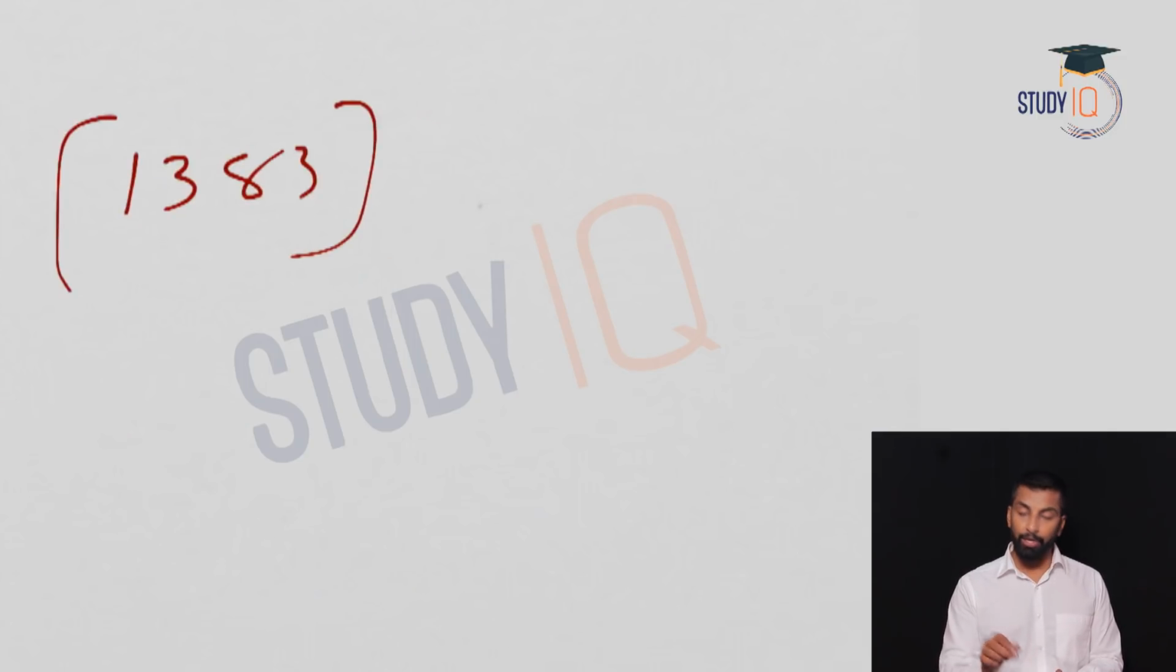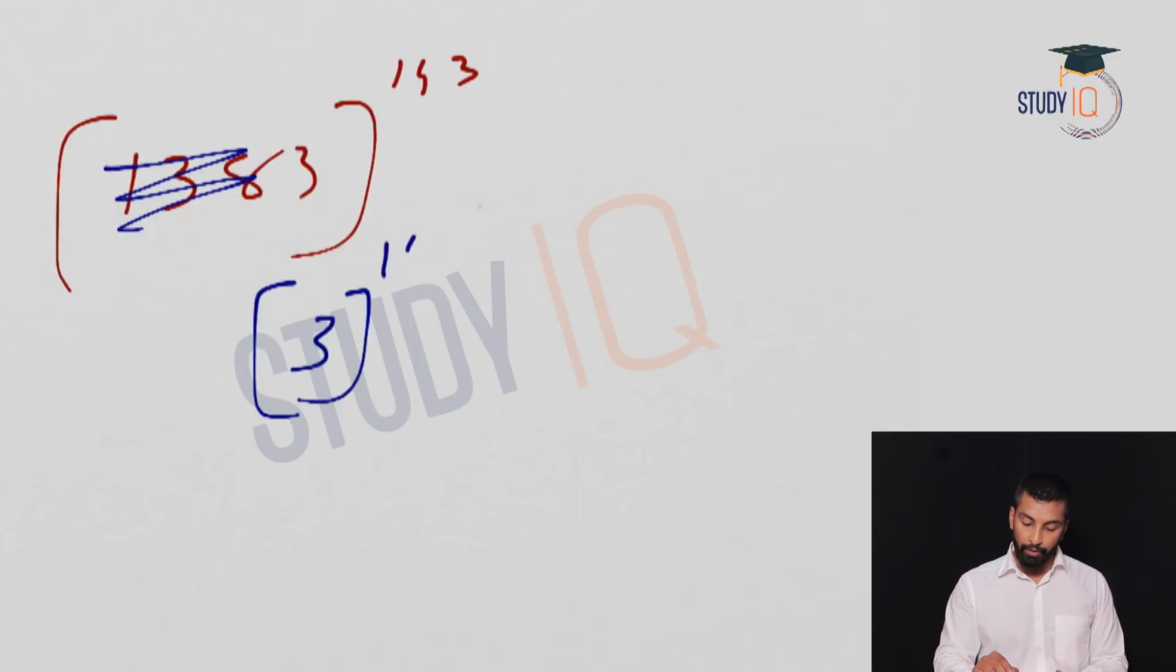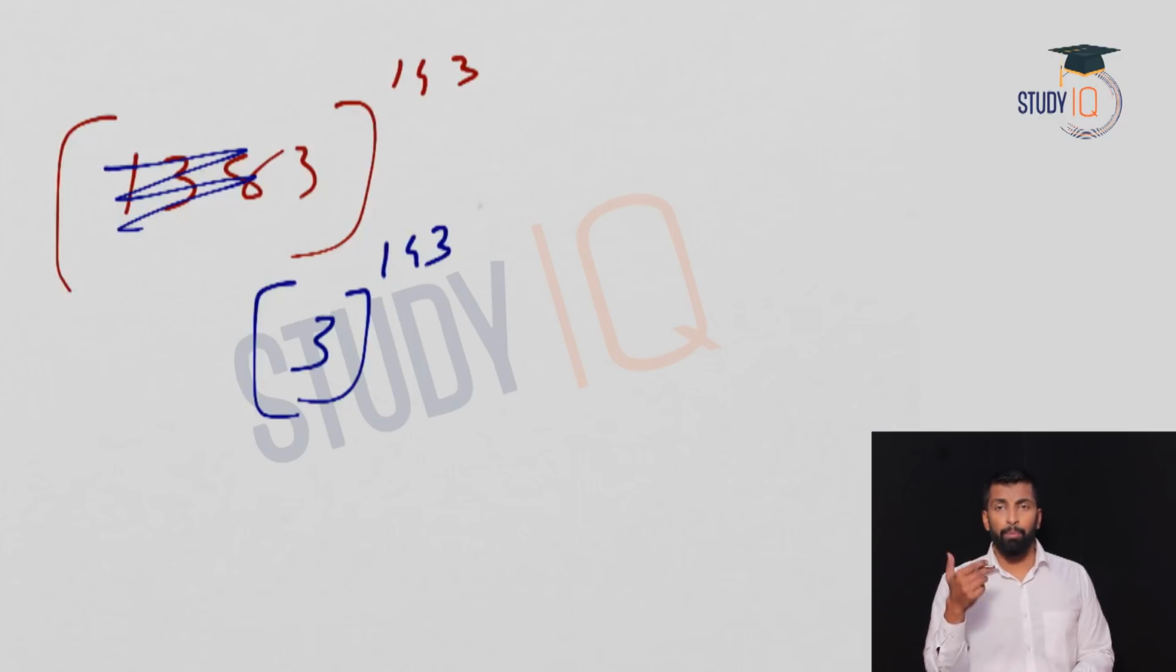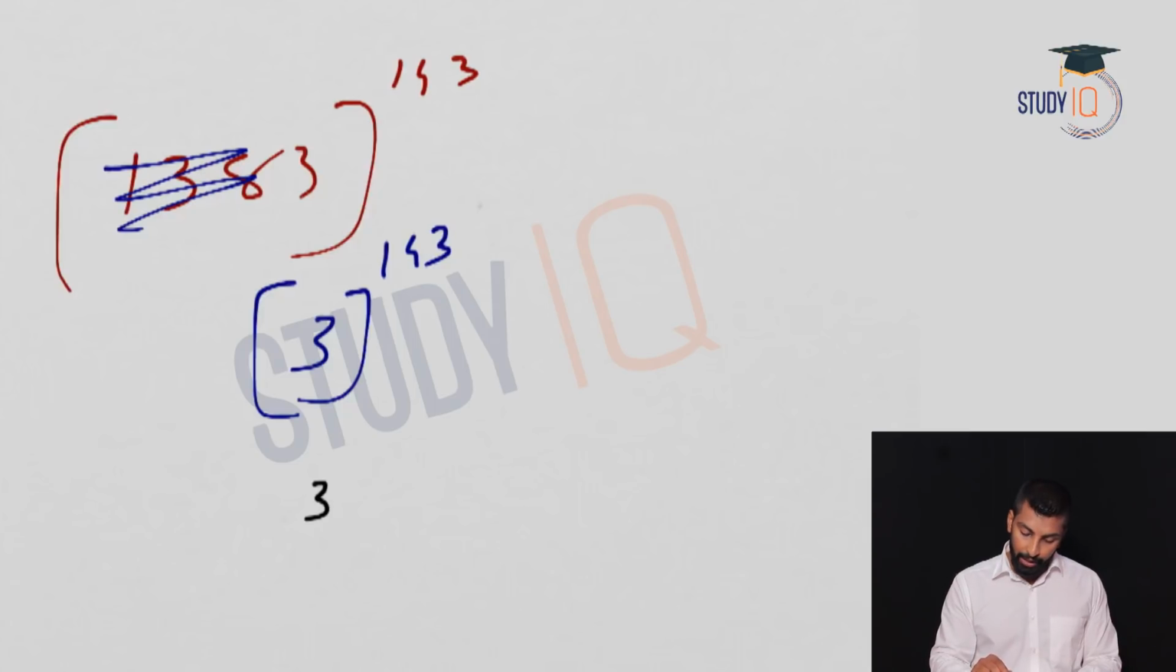1383 raised to, you tell me any value, 143. So the last digit is what you need to find out. So 1383 is not important for us. So this question I can reduce to 3 raised to 143. Okay. Now one more idea I'll tell you. Divisibility of 4 we have already seen, that is the last 2 digits. So basically you need to check the last 2 digits, so you can further reduce this question to 3 raised to 43. This is not important.